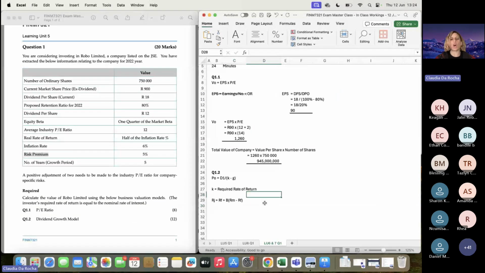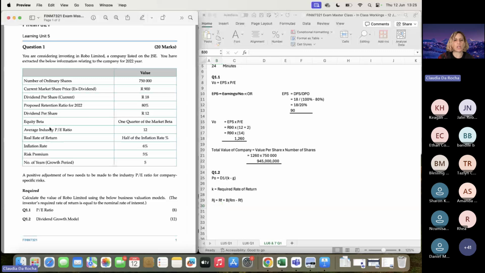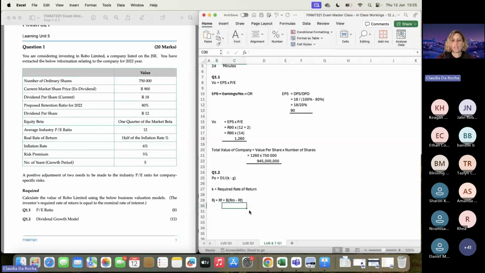Okay, so we know we've got the required rate of return, which is the CAPM, RJ is equal to RF plus B times RM minus RF. But what we do need to look at is, do we have all the elements? Risk-free rate, we know that another term for risk-free rate is your real rate of return. Beta we have, but we've got the risk premium of 5, and we know our real rate of return. So we can actually work that out.